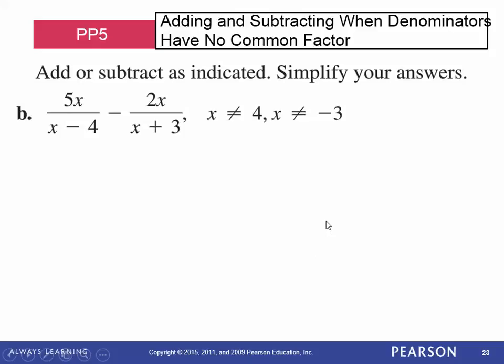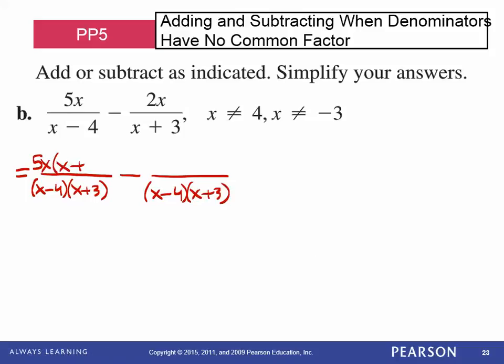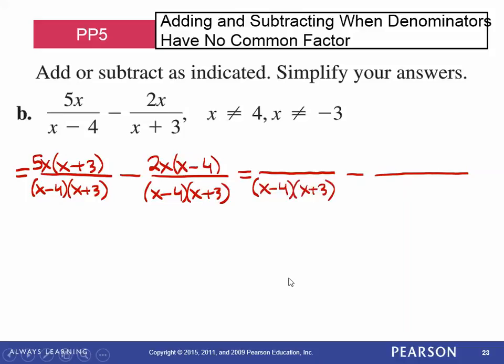Alright, so let's go for it here. So common denominator should be x minus 4, x plus 3. So your multiplier for your first fraction would be the x plus 3. The multiplier for the second fraction would be the x minus 4 as the now common factor. And then again, multiplying things out completely, still keeping the denominators exactly the same, on the first one we get 5x squared plus 15x. Second one would be 2x squared minus 8x. If you got to that step, I think you're doing real good.